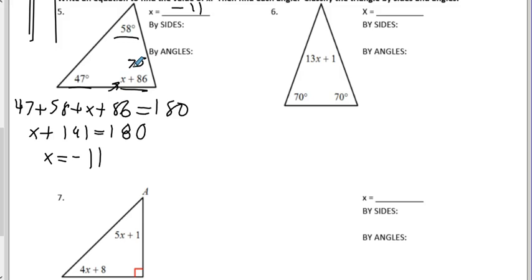So this is an acute triangle, by its angles. All of them are less than 90. And since all three angles are different, so are the sides. So it's a scalene triangle. Okay, right off the bat, you see two angles the same, so you know two sides are the same. So therefore, it's an isosceles triangle.